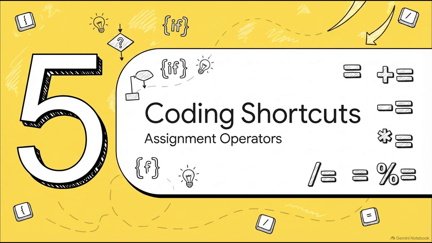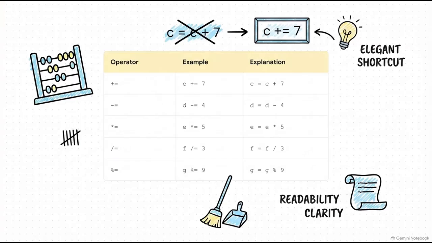Finally, Section 5, Coding Shortcuts Using Operators. Since adding and subtracting from counters is something we do constantly, JavaScript gives us some elegant shortcuts. Instead of writing out clunky, repetitive math equations like c = c + 7, we can use arithmetic assignment operators. You literally just type c += 7. It does the math and assigns the new value in one quick, highly readable step. It keeps your code surprisingly clean and way easier for you and your team to read.